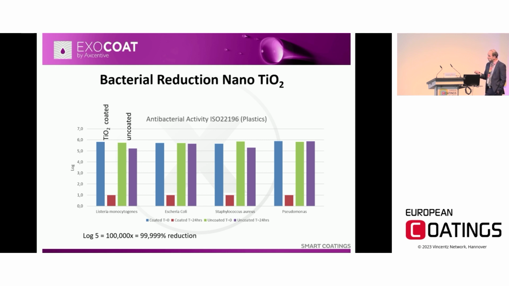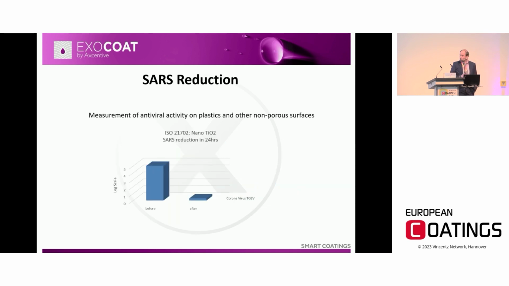Just to remind, log 5 means a 100,000-fold reduction, or 99.999% reduction. Compared with your household disinfectants, which often do not go further than 99.9%, this is 100-fold more. It also works for viruses. In this case we tested coronavirus, and in 24 hours we also saw a log reduction of 5.